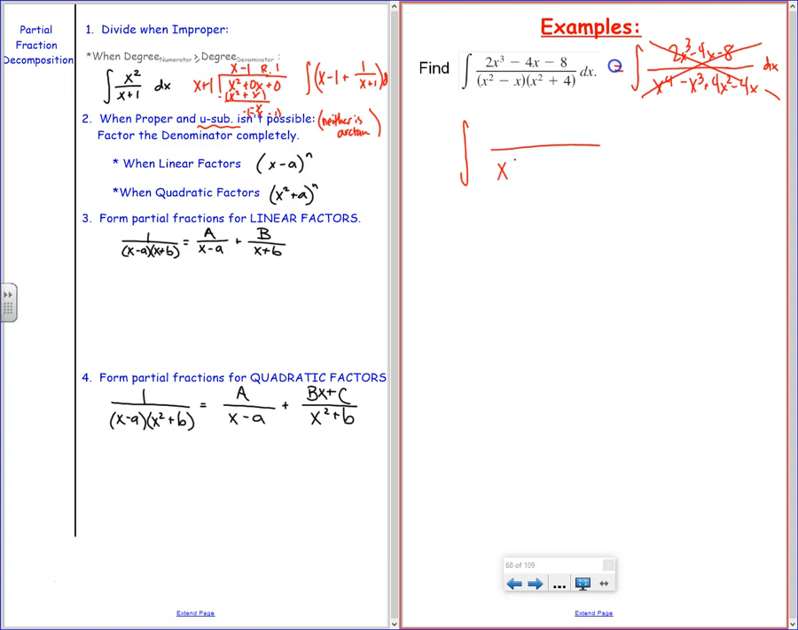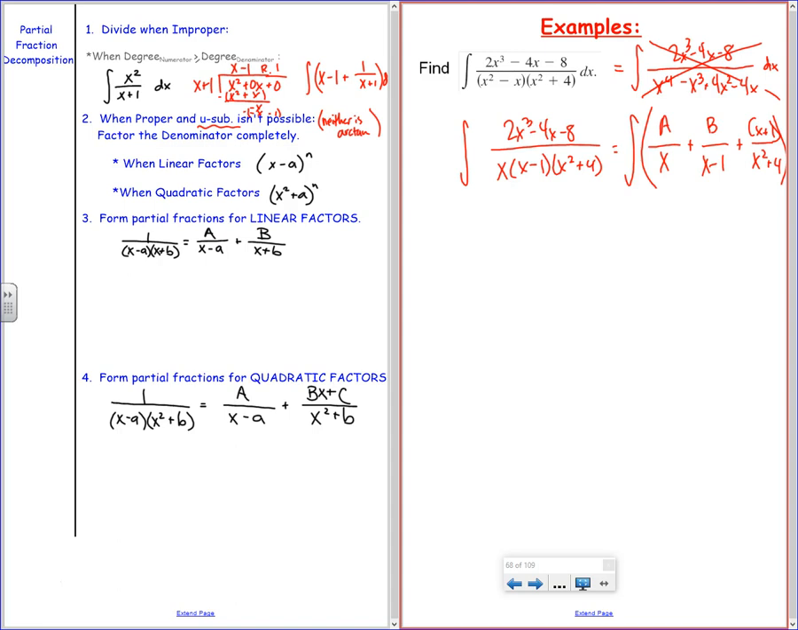So on the bottom I have x times x minus 1 times x squared plus 4. True? I'm seeing if I can figure out what over x plus what over x minus 1 plus what over x squared plus 4. Wait a minute, where'd that cx plus d come from? Because that's plus the d, which is a constant.